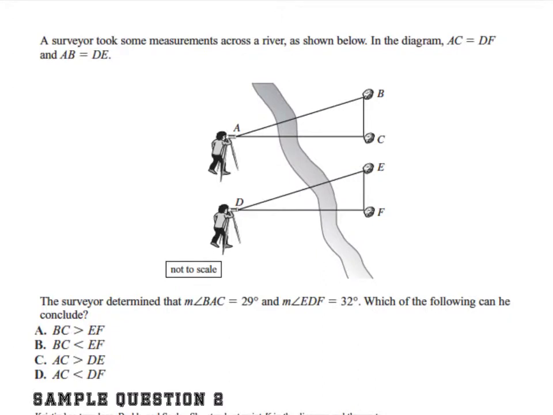So we basically know that the measure of angle BAC is 29, and the measure of angle EDF is 32. So what that tells me is that EF has got to be bigger than BC. And the reason why is because the distance away is the same. These distances are the same, and therefore if one angle is larger than the other, then that makes this side bigger than the other.